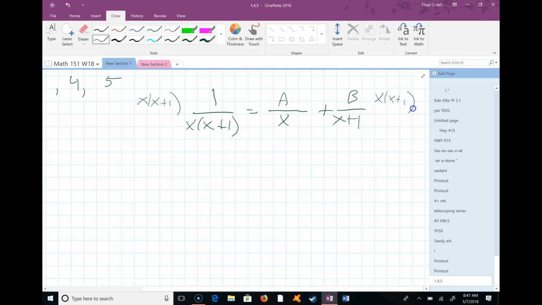Everything gets multiplied by x times x plus 1. So here they all cancel out, and I'm left with just a 1. Here the x's cancel out, and I'm left with an a times x plus 1. And here, the x plus 1's cancel out, and I'm left with a bx.